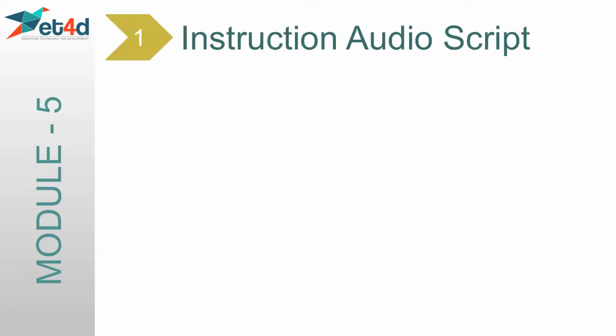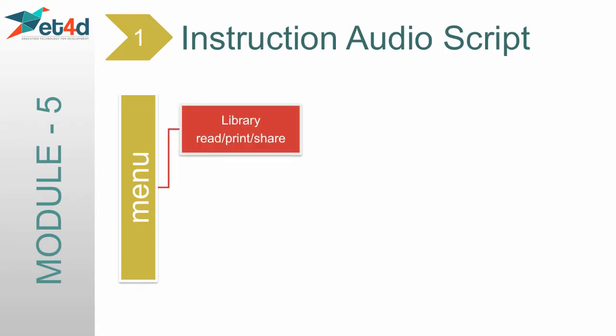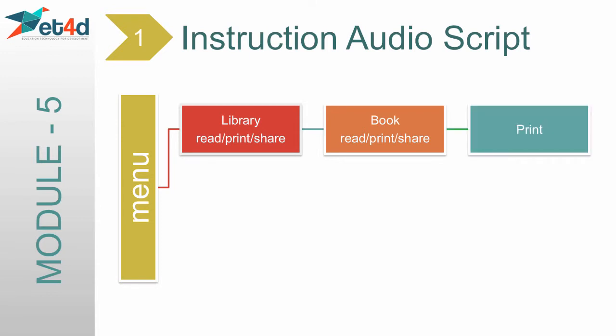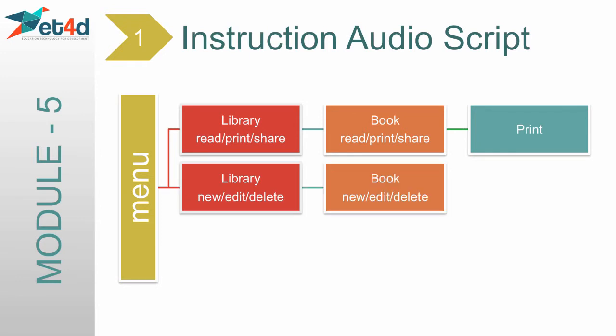The customization of the application for a given language requires an instruction, script, and audio for each screen. Currently, the application has 7 different screens: Menu, Library, Read, Print, Share, Book, Read, Print, Share, Print Format, Library, New, Edit, Delete, Book, New, Edit, Delete, List Words.